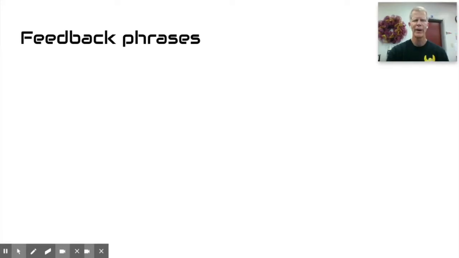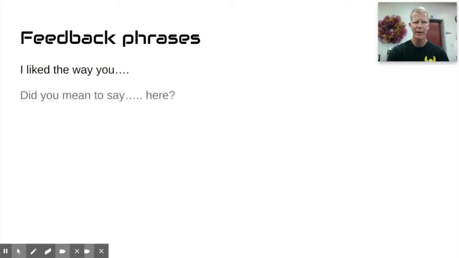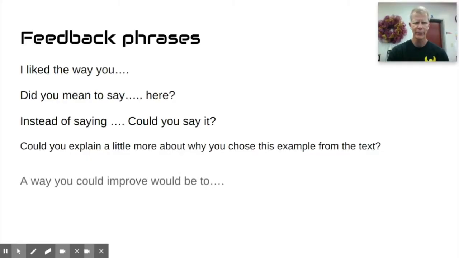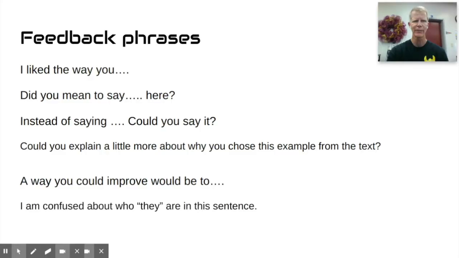So here are a few phrases you might use when you give feedback to your peers. You might say something like, I like the way you, or did you mean to say this here instead of this? Or maybe instead of saying this, could you have said it this way instead? Questions are a good way to give feedback. Or could you explain a little more about why you chose this particular example from the text? You can also make some statements, things like, a way to improve would be, or I'm confused about who they are in this sentence.